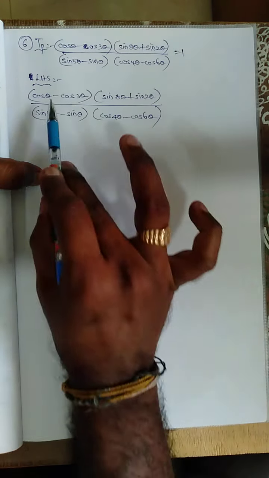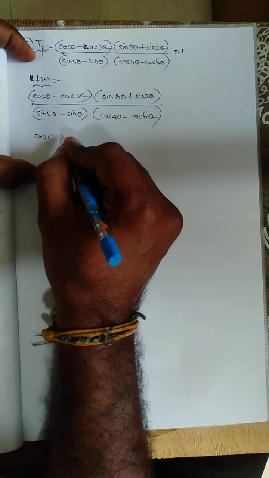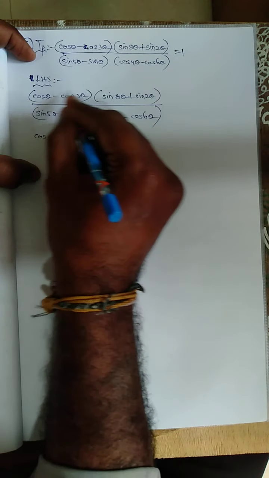So these are the given. I need to prove the expression equal to 1. LHS: cos C minus cos D. What are the formulas you are going to write first? Cos C minus cos D.